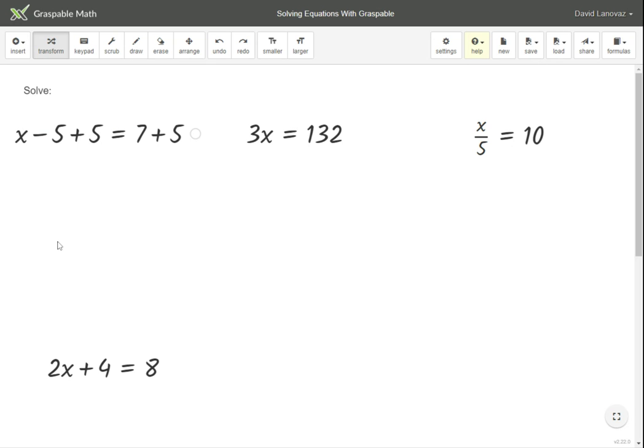And now we can go ahead and simplify this operation. So negative 5 plus 5, if I click on the plus sign, it does the work for us. We're left with an x here. And we're also going to click on the 7 plus 5 on this side to get 12. So our first answer, x equals 12.